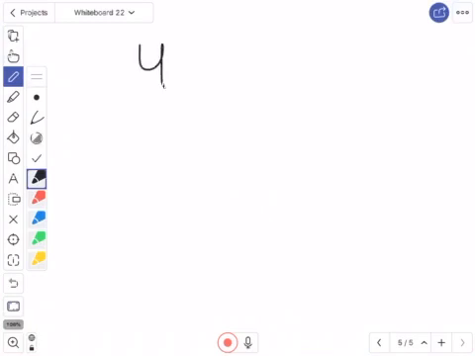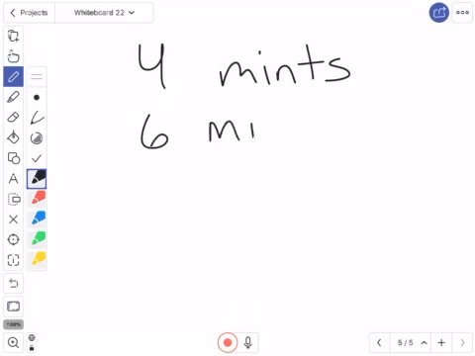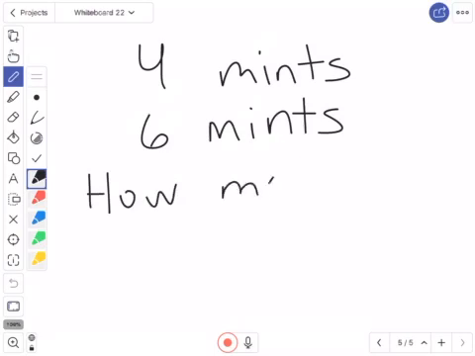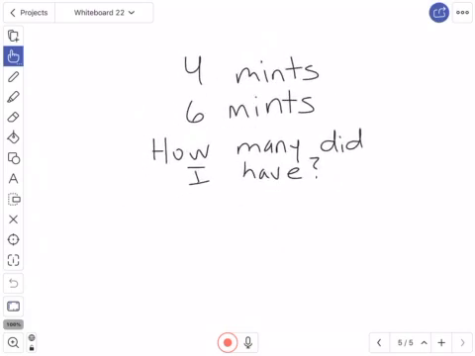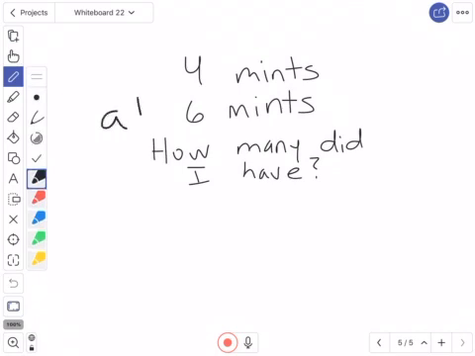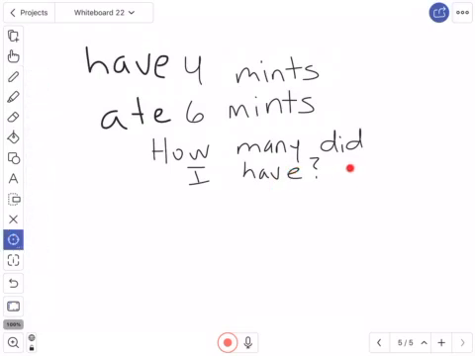Let's say I have 4 mints. Love chewing on mints, or sucking on mints. If I have 4 mints, I have already used 6 mints. How many did I, basically the question is, how many did I have? I have to think, okay, what's going to make the most sense for this kind of problem? Well, if I have 4 mints, I ate 6 of them, so I have 4, ate 6. How many did I have?